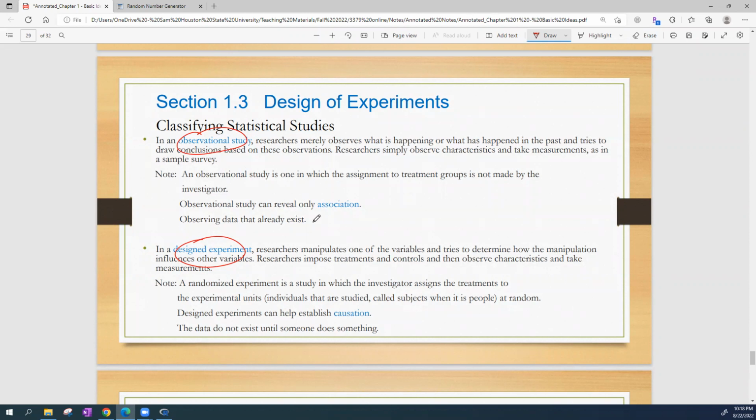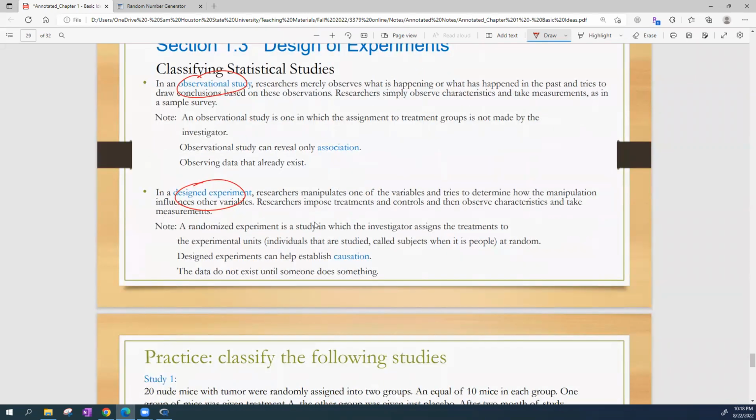Let's look at the design experiment. In a design experiment, researchers manipulate one of the variables and try to determine how the manipulation influences other variables. Researchers impose treatments and controls and then observe characteristics and take measurements. So a couple of notes here.